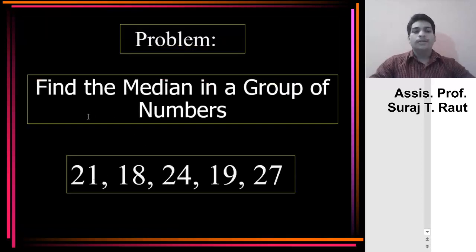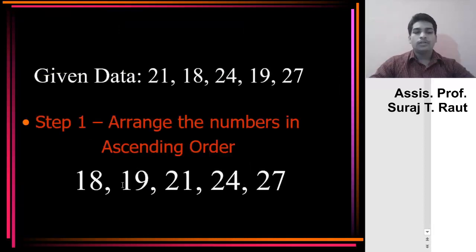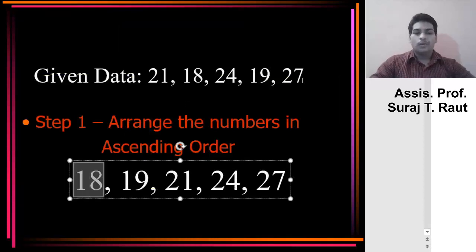Take one example. Suppose we are given this problem: find the median of a group of numbers. The numbers given are 21, 18, 24, 19 and 27. First, we have to arrange these numbers in either ascending or descending order. Suppose we take ascending order. 18 is the smallest number of this data, then 19, then 21, then 24, and last is 27. This is our ascending order.